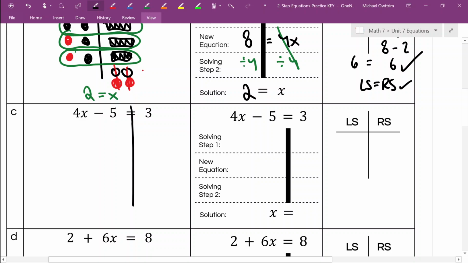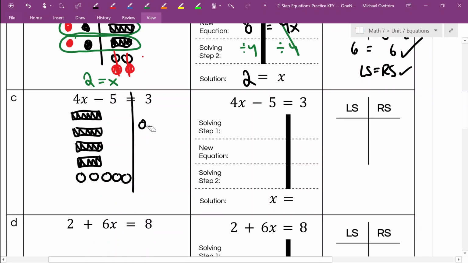Question C, draw your wall. Start with your x's. So we got 4 positive x's. 1, 2, 3, 4. And 5 negative constants. 4, 5. On the other side, we've got 3 positive constants. And we want to sort those into rows with our x's.